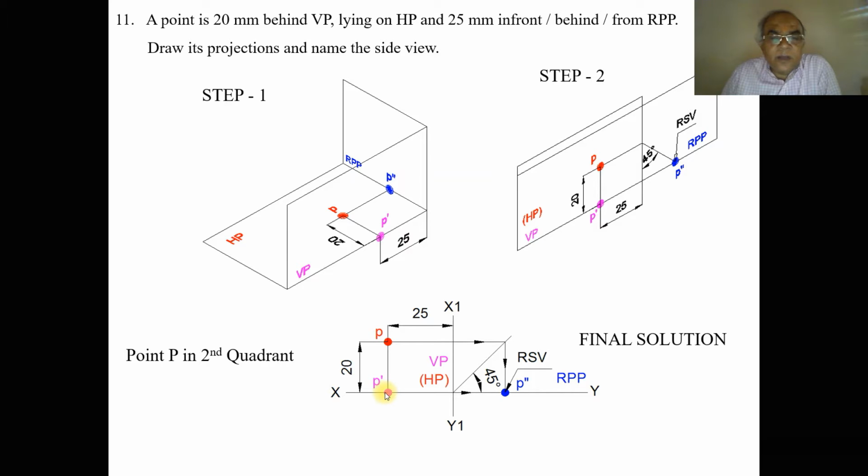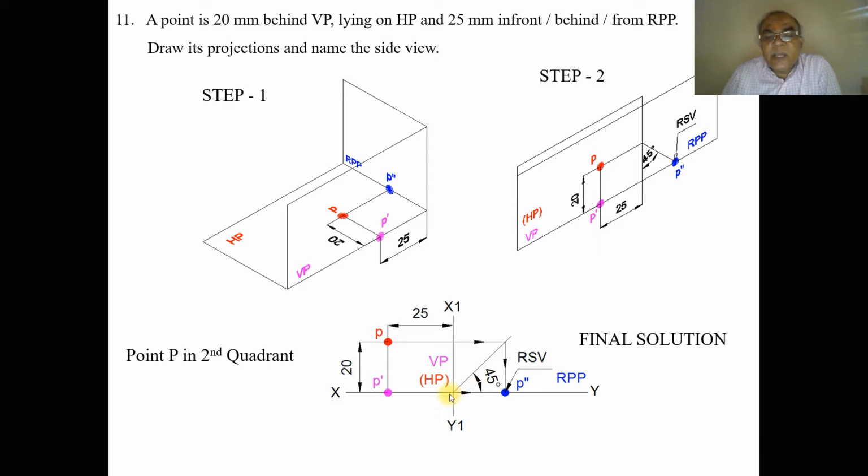Suppose it is 10 mm above HP, then from the XY line it will be 10 mm. Suppose you consider 5 mm above HP, then it will be 5 mm above the XY line. But as the distance with respect to HP is reducing, the point is tending towards the XY line. Since it is on HP, obviously the point should be on the XY line.